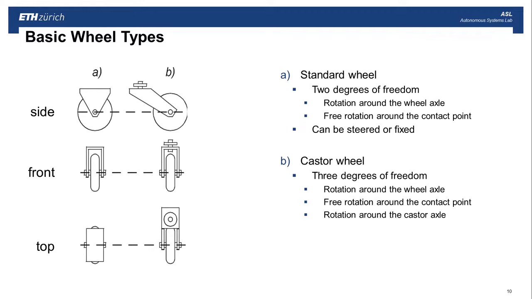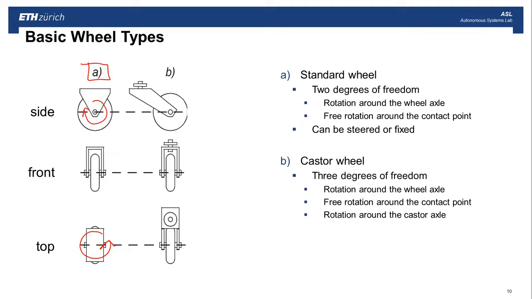So I'll take a moment and just go through the basic wheel types and talk about what degrees of freedom they have. So we start with A, which is a standard wheel. And this has essentially 2 degrees of freedom. The first is turning around the wheel axle. And the second is free rotation around the contact point. And standard wheels can be either steered or rigidly fixed to the robot base.